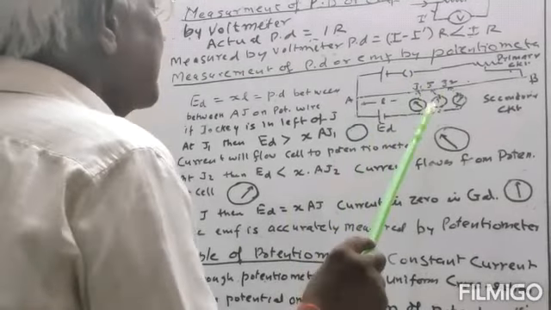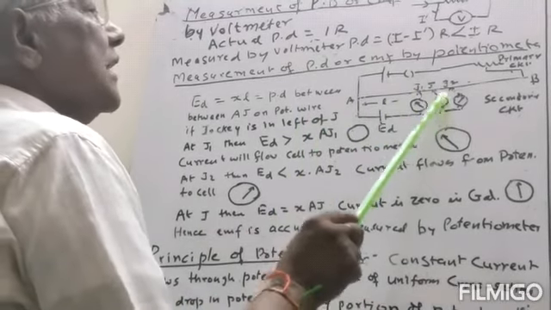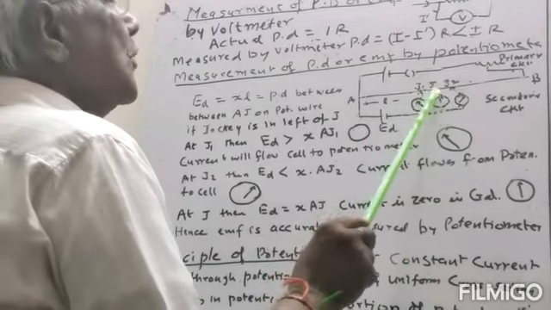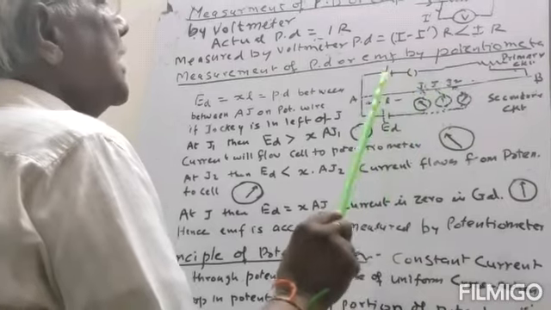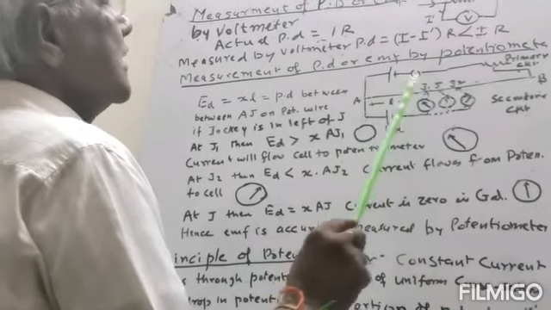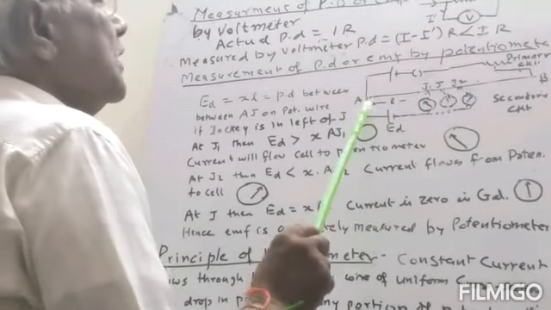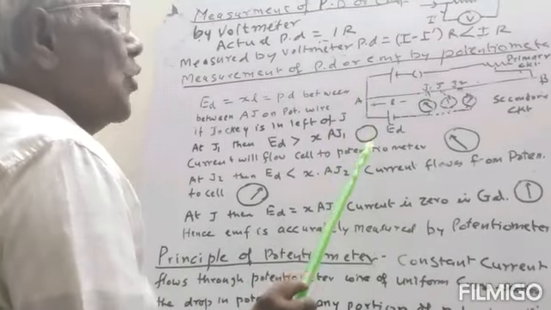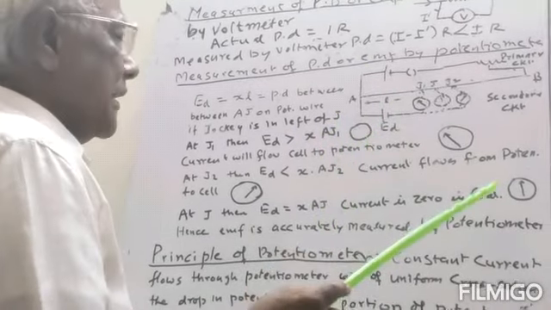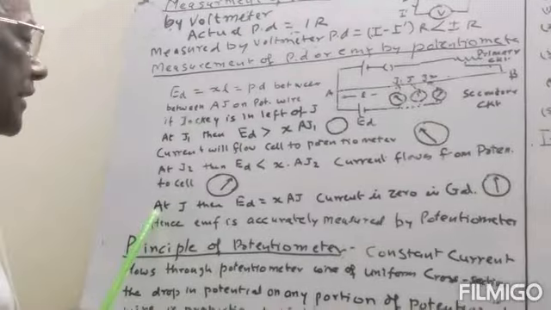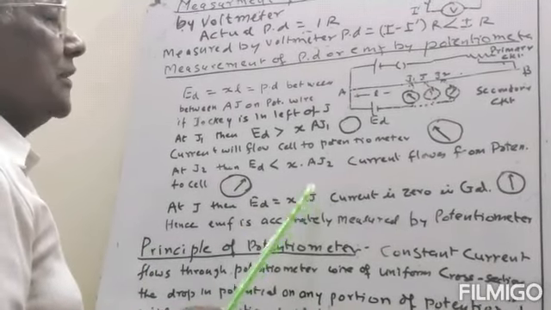So when the current in the galvanometer is 0, that point is known as the balance point, and AJ is the balance length. If small l is the distance between A and J, then the potential difference between A and J will be equal to X multiplied by l, where X is the potential gradient. So at this point ED will be equal to X into AJ. AJ length is small l.